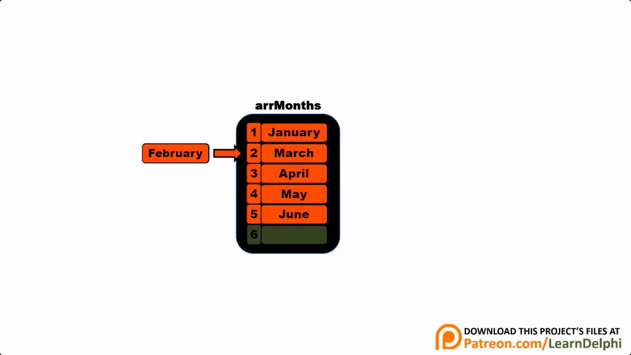You can't put it directly into its position because you will overwrite March currently in position 2 and it will be lost. You will shift all the elements from position 2 one position down again. So June moves from position 5 to 6, May moves from 4 to 5, April from position 3 to 4, and March from 2 to 3. Now you can insert February into position 2 where March was.